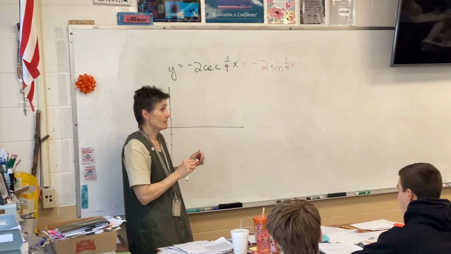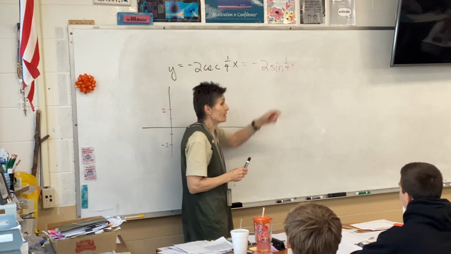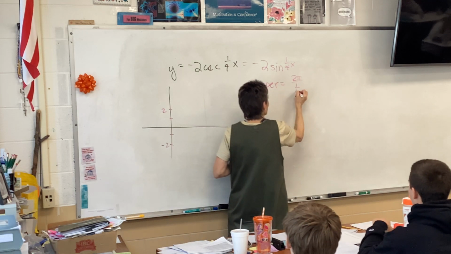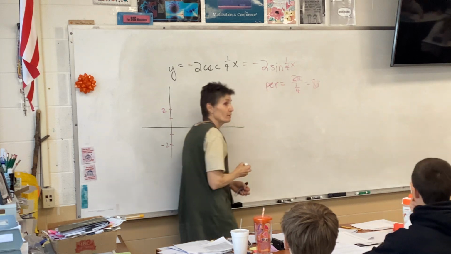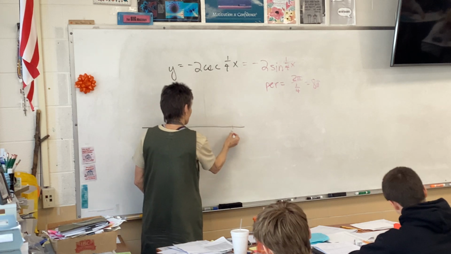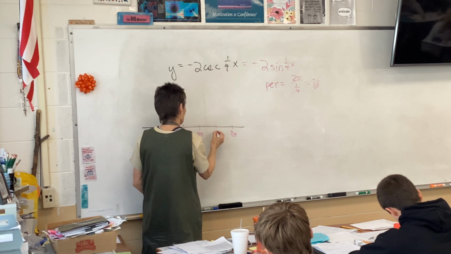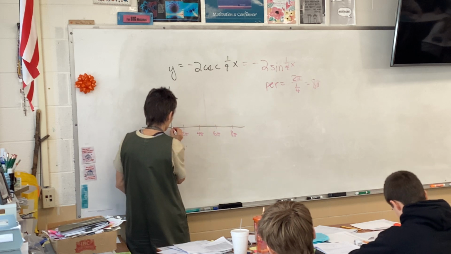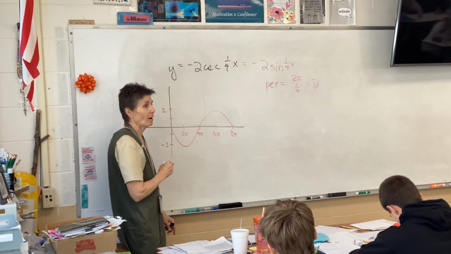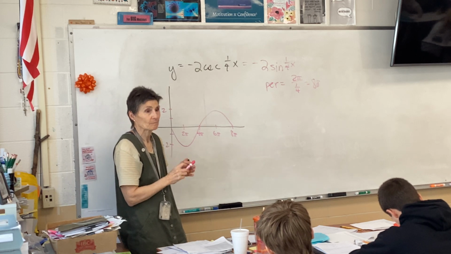Well, first thing I know is it's upside down. Second thing I know is its amplitude is 2. And the third thing I know is its period is 2 pi divided by 1/4, so its period is 8 pi, which means that the whole shebang gets accomplished in 8 pi. How does that look to everybody? Okay?